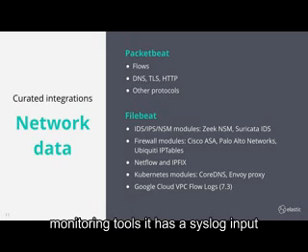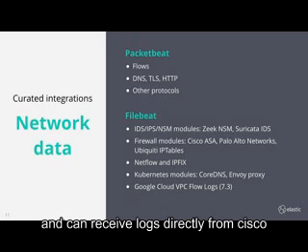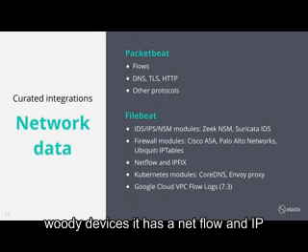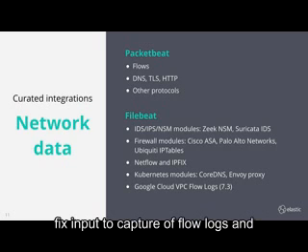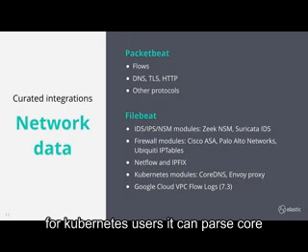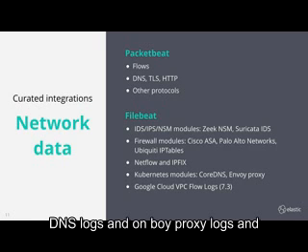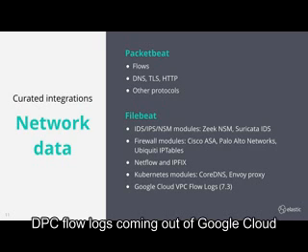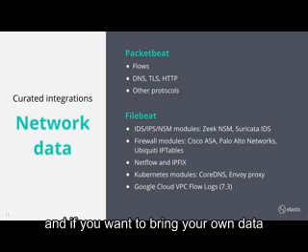It has a syslog input and can receive logs directly from Cisco ASA, Palo Alto PAN-OS, and Ubiquiti devices. It has a NetFlow and IPFIX input to capture flow logs. And for Kubernetes users, it can parse CoreDNS logs and Envoy proxy logs. And coming in 7.3, we're adding a module for VPC flow logs coming out of Google Cloud.